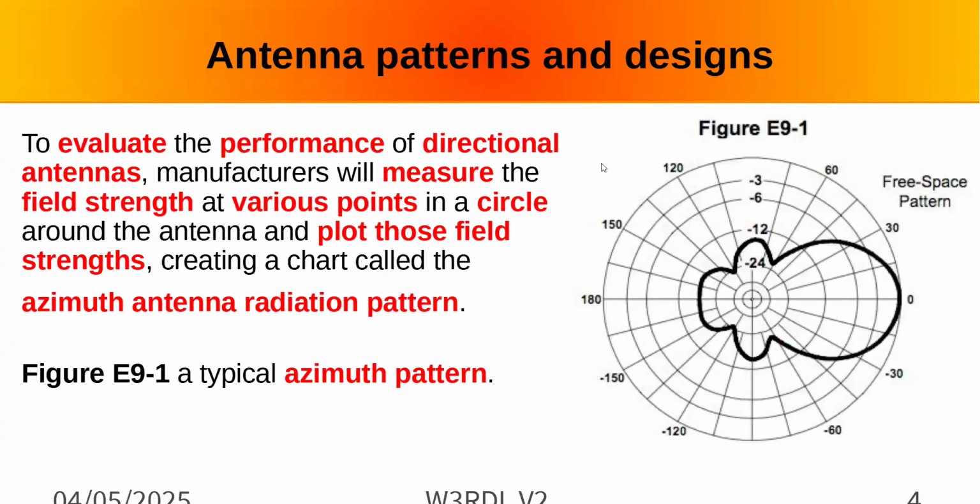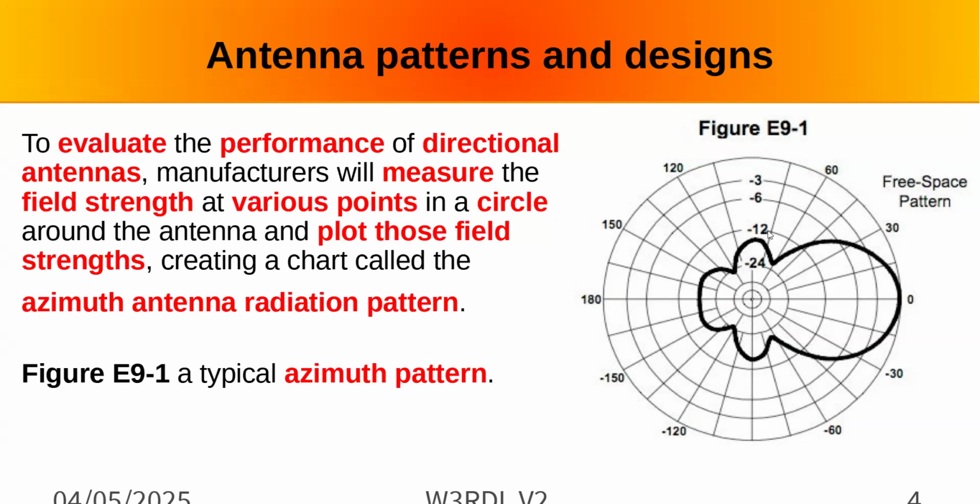One of the things they do to come up with these patterns for an antenna is actually go measure the field strength at various points and plot it. And you'll see these kind of charts. This is probably a Yagi. It could be a quad, but it's definitely a beam antenna. So you have this major lobe out here in one direction, and then you have some minor side lobes, and you have a minor back lobe.